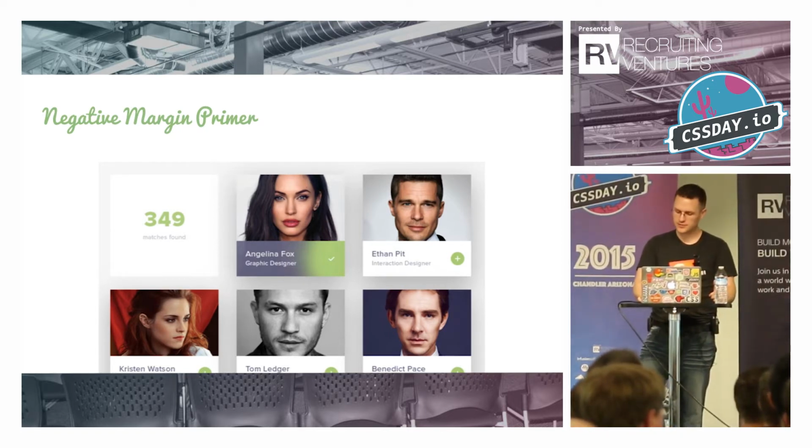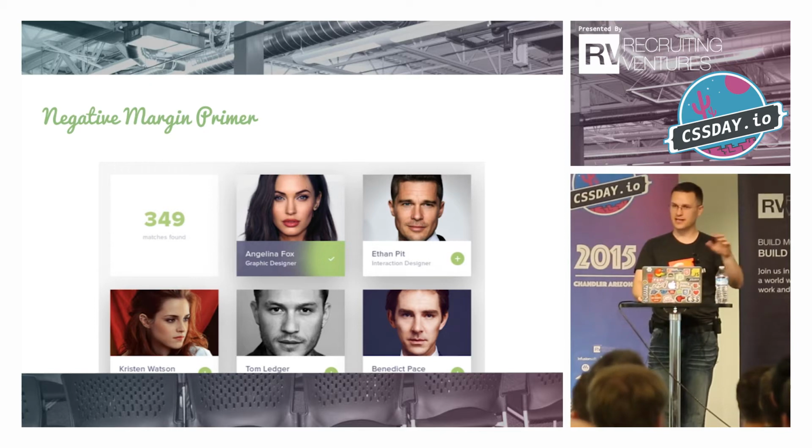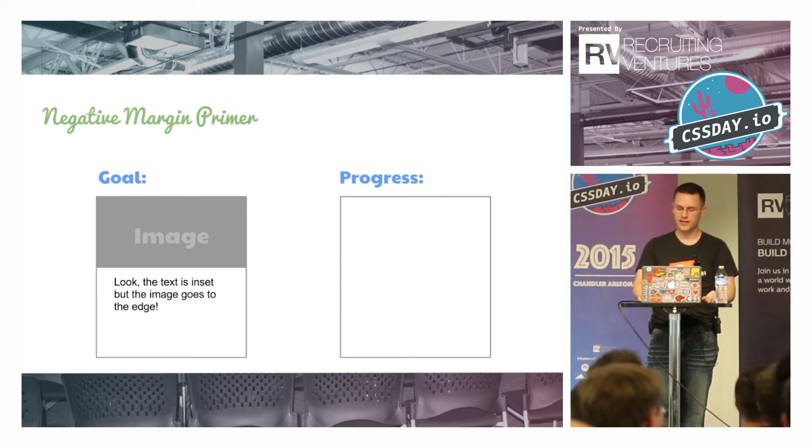So look at these tiles. Notice how the picture goes all the way to the edge of the tile, but notice how the content underneath it has space around it, right? It's got padding or margin or whatever. So basically our goal here on the left is the image with the text that is not touching the edge, right? And we're going to do this in progress on the right-hand side, and you'll see how we can build this.